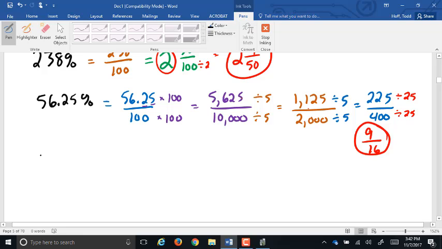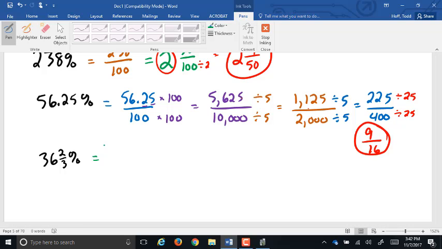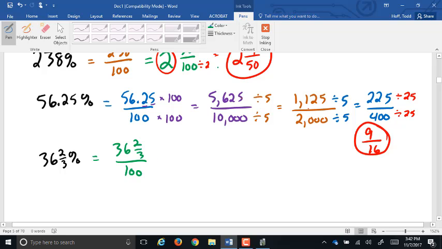We can run into 36 2/3%. That again, if I want to change, now it's already a fractional percent, but I want to change it into just a plain fraction outside of the percent. So 36 2/3% is 36 2/3 out of 100. Now to deal with this, I have 2 options. Option 1 is to use a least common denominator.